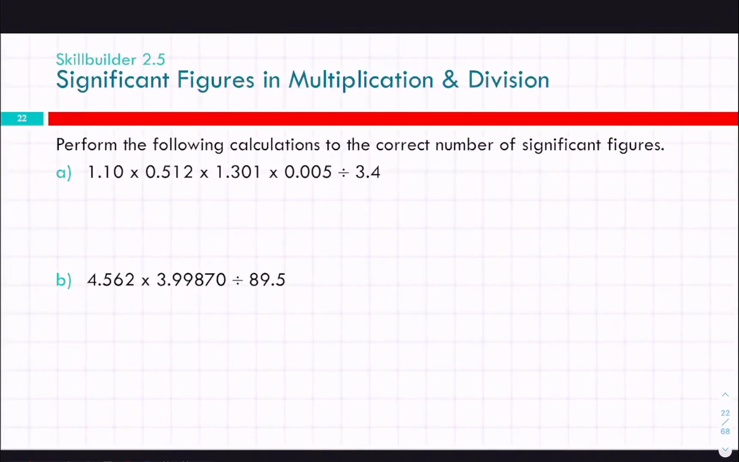Okay, so that's kind of where we left off. I think we might have done some examples in lecture. I don't remember for sure, but let's do these examples real quick. So we're doing multiplication and division. If we have this string of numbers, how many sig figs does 1.10 have? It would be 3, because non-zero numbers and then a trailing 0 with a written decimal point. And then 0.512 is 3 again.